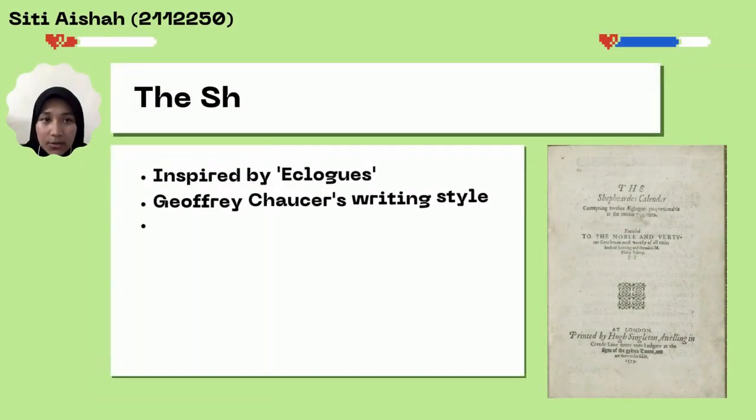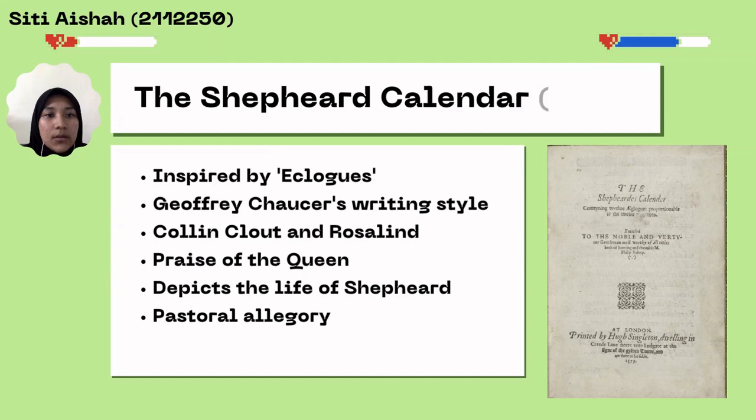The Shepherd's Calendar. So the Faerie Queene may have been Spenser's most famous work. However, the Shepherd's Calendar was published a lot earlier, in 1579, and the Faerie Queene was published in 1590. So it is still one of his best and most well-known works, despite being one of his early works. And Spenser, for this work, was inspired by Virgil's Eclogues.